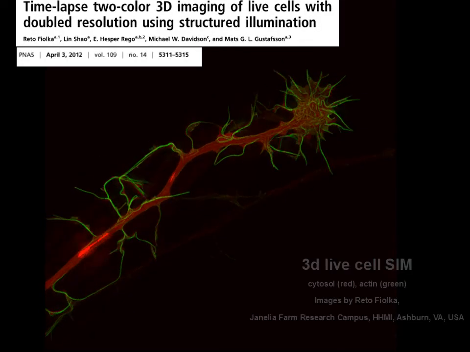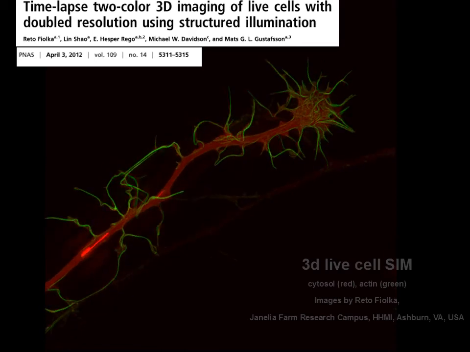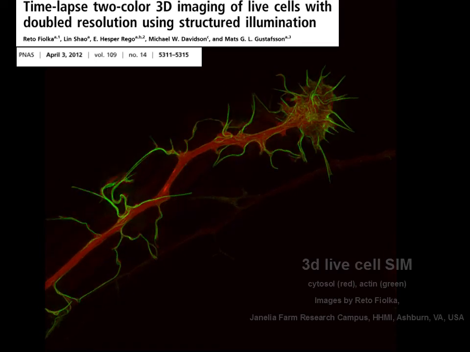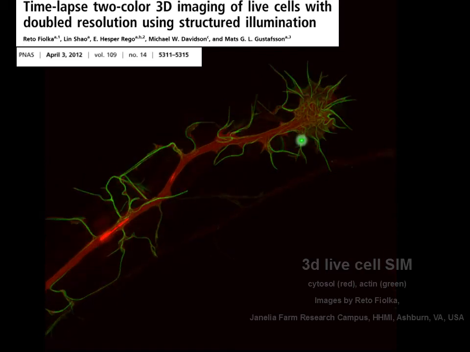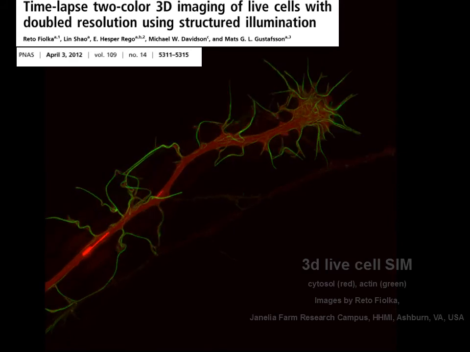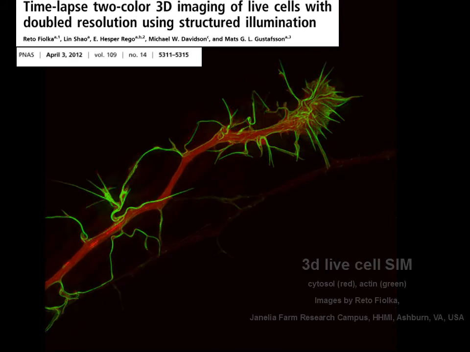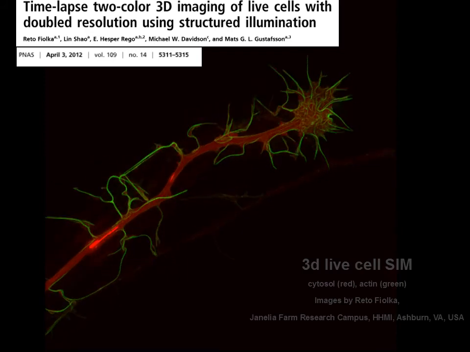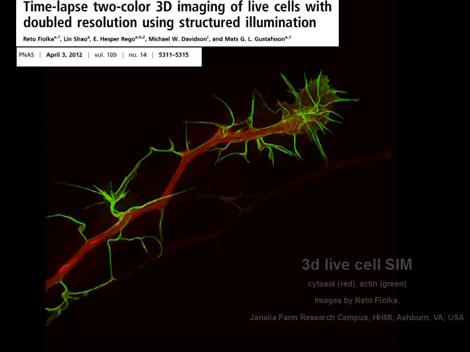This is again from Matz Gustavson's group, a work by Reto Fiolka, where they did multicolor imaging of living cells. And this is the growth cone of an axon. So this is the growth cone here. This is the axon. And you see a cytoplasmic label and the actin and all the dynamics that's happening there. This is happening all the time, hopefully right now in the brain when you're listening to this talk, by making new connections.